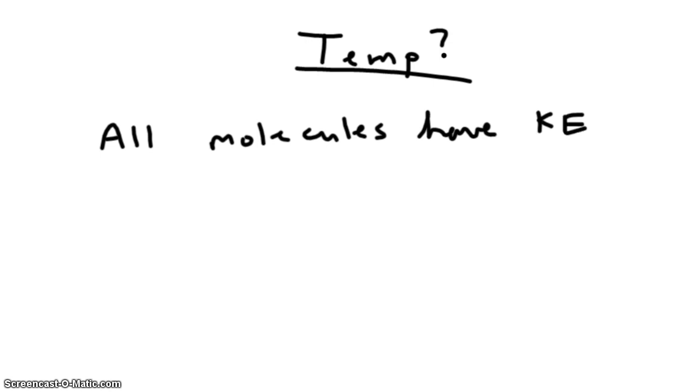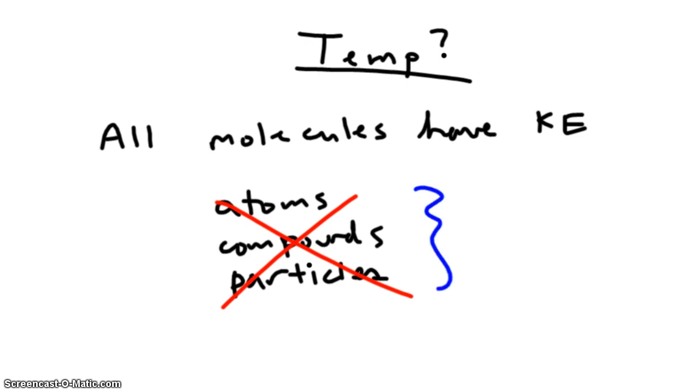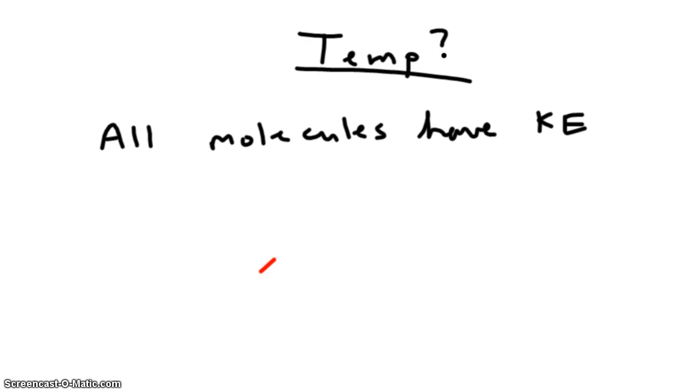In IB physics, we don't really call things atoms. In this unit, we will later. We don't call things compounds. We don't call things particles. In this particular unit for thermal physics, the one word we use to capture all of this is molecule. So we say all molecules have kinetic energy.